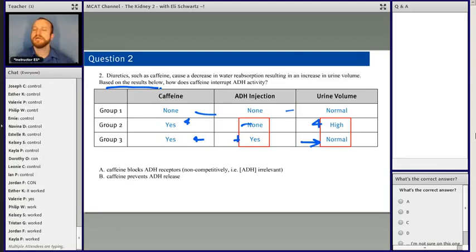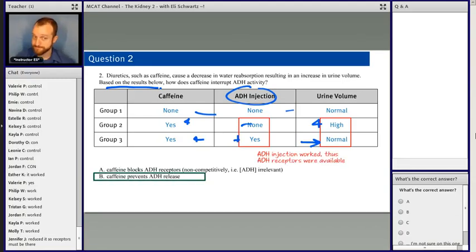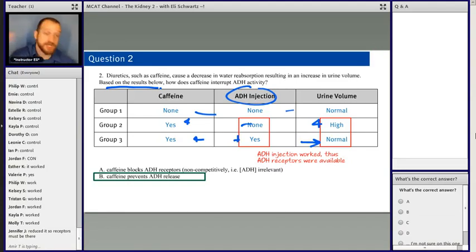I see a huge number of people answering this one right, which means you do get a star. But we're at 85%. We're right there on that cusp. So if it worked, when we added ADH, that must mean that there was a problem with the release. Yep, receptors must have been there. Exactly. Because if we added it and it was taken up, there must have been receptors.